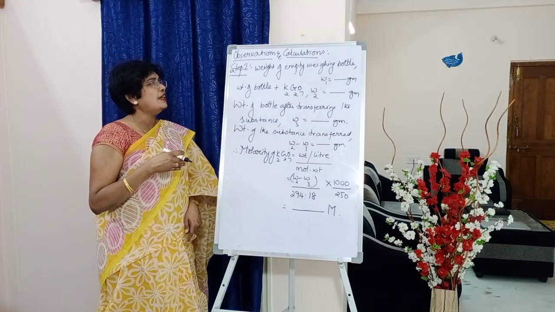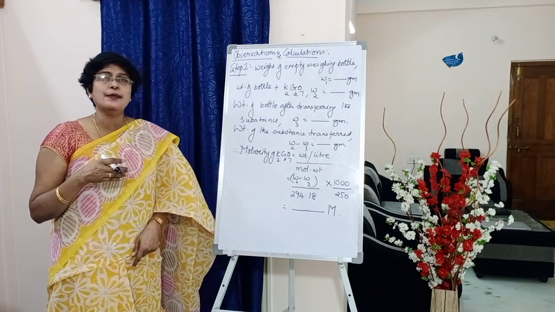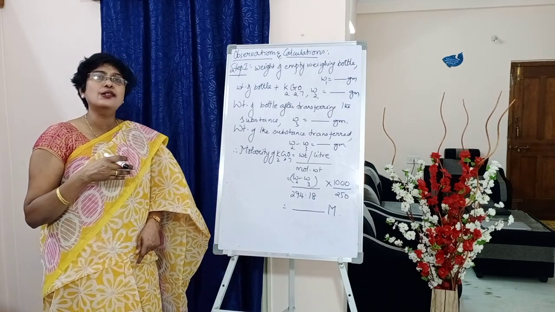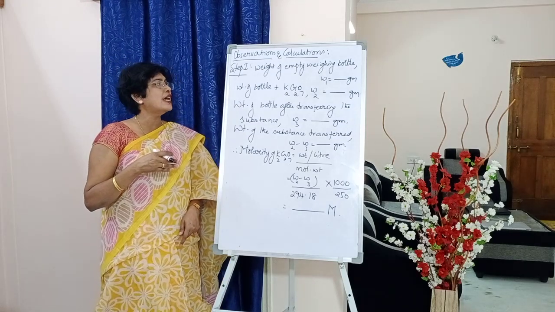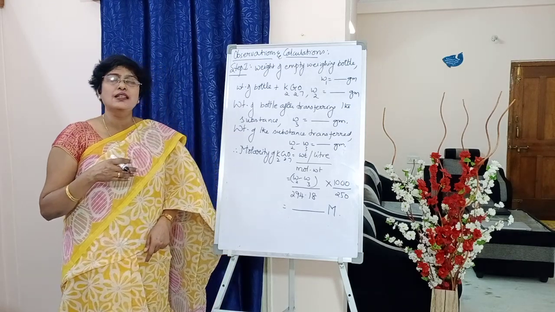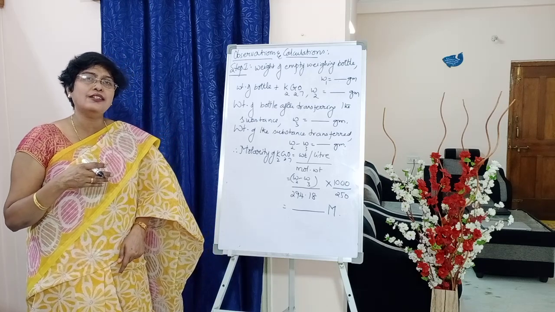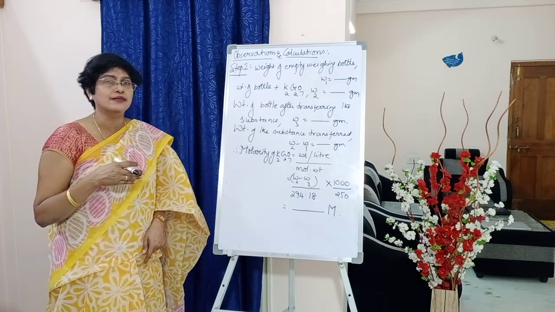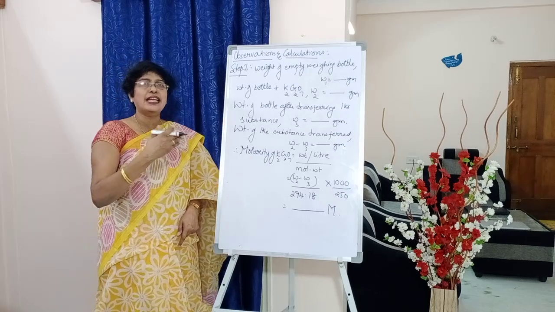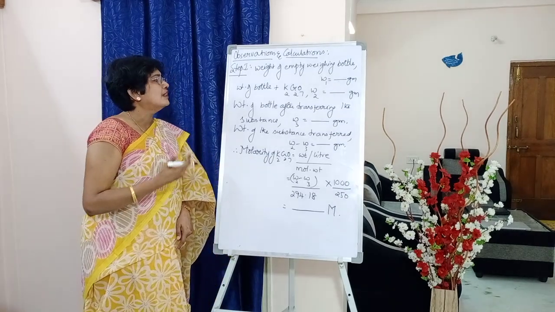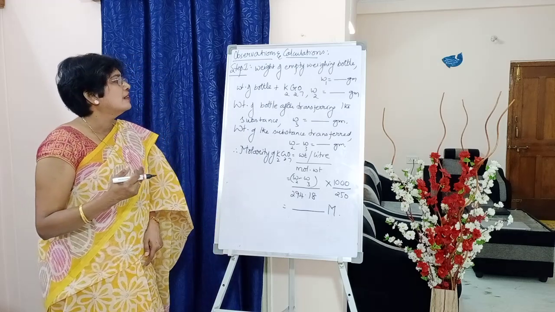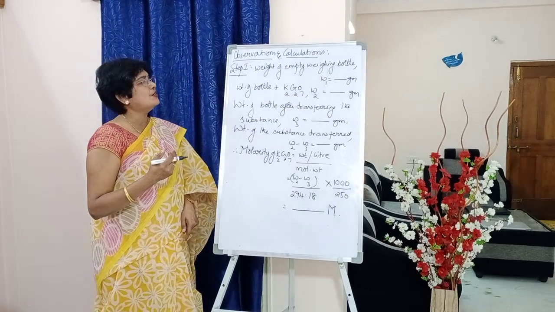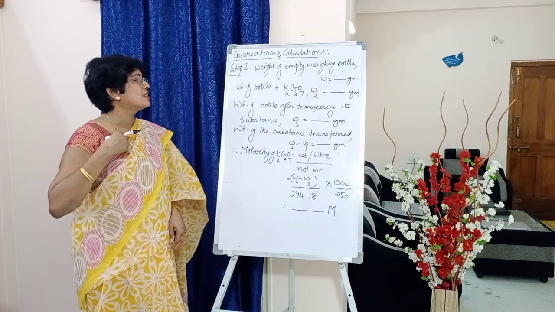So weight of the empty weighing bottle, denoted by W1, is equal to dash grams. Next, weight of the bottle plus K2Cr2O7. So whatever weight we are getting in the first step, that plus the weight of the substance, that is denoted by W2, is equal to dash grams.